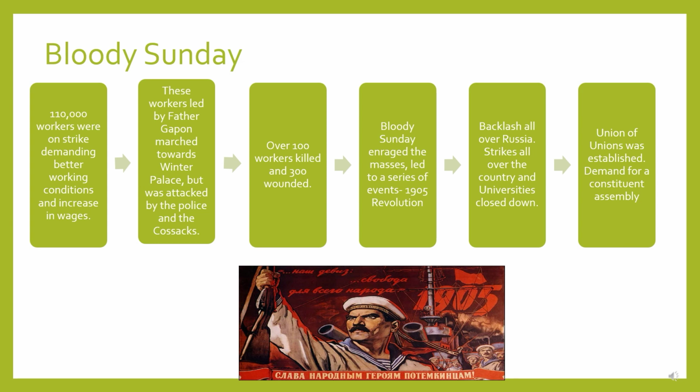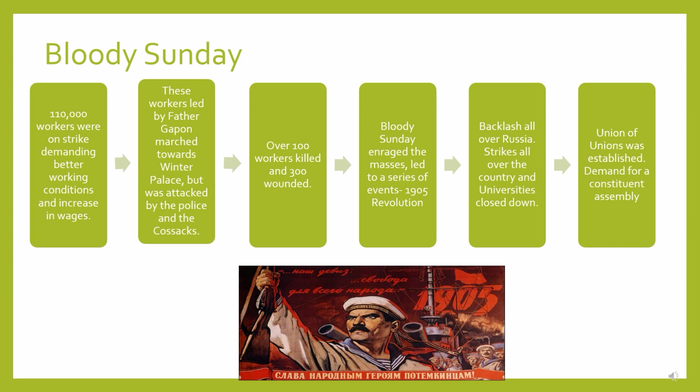Now the Tsar got informed about this and he was naturally frightened. So he ordered the police and the Cossacks to fight against the strikers. Now Cossacks are these police with horses. Over 100 workers got killed and 300 injured in this fighting. This happened on a Sunday in 1905 and so it is called the Bloody Sunday.